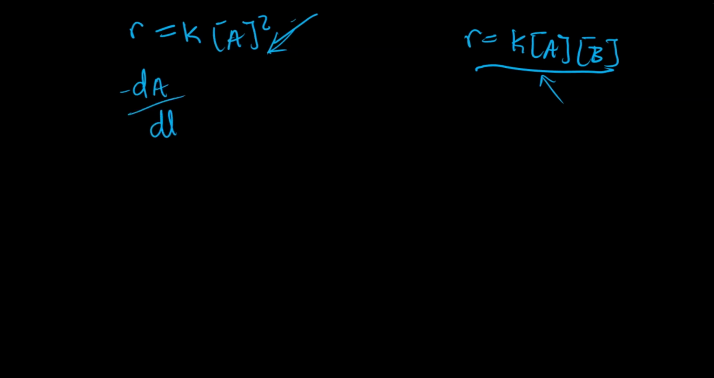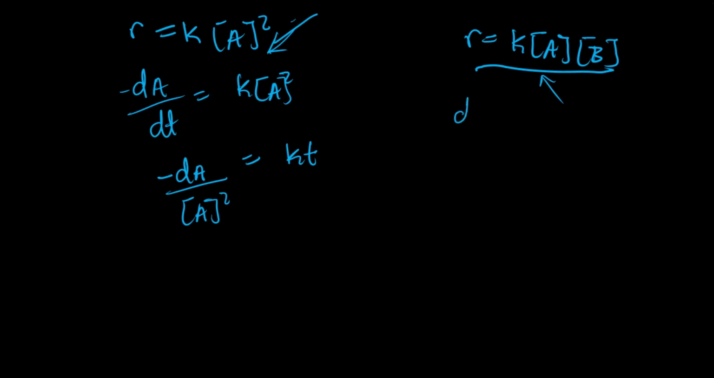Okay, now same thing applies. The rate is negative d[A]/dt, and this is equal to k[A]². Applying the same rule, take A to one side and take t to the other side. So we would have negative d[A] over [A]² equal to k dt. Now same rule, have the negative on the k side, so d[A] over [A]² is equal to negative k dt. Now we'd integrate, I've been omitting the dt here.